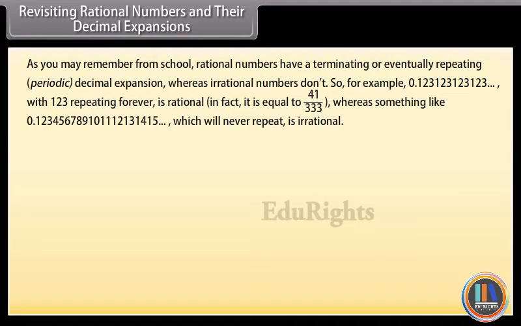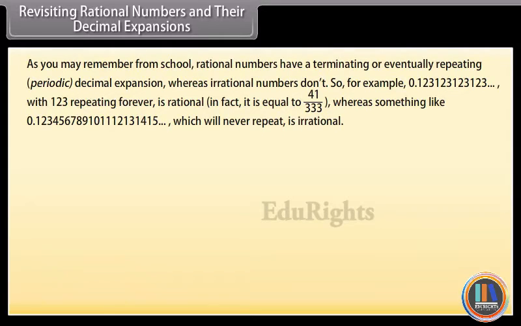Revisiting rational numbers and their decimal expansions. As you may remember from school, rational numbers have a terminating or eventually repeating periodic decimal expansion, whereas irrational numbers don't. So, for example, 0.123123123, with 123 repeating forever, is rational. In fact, it is equal to 41 upon 333.